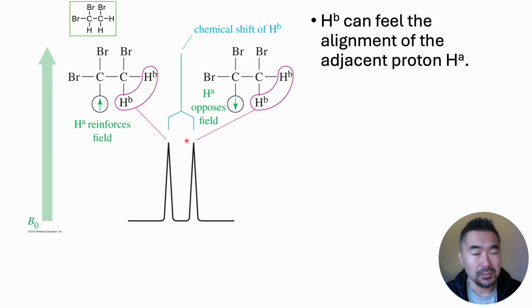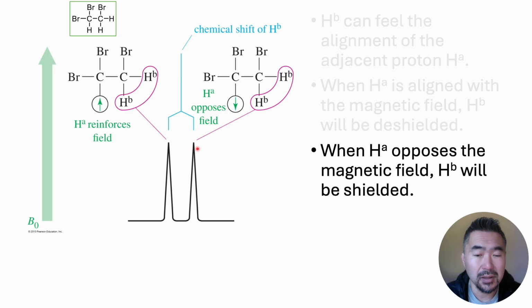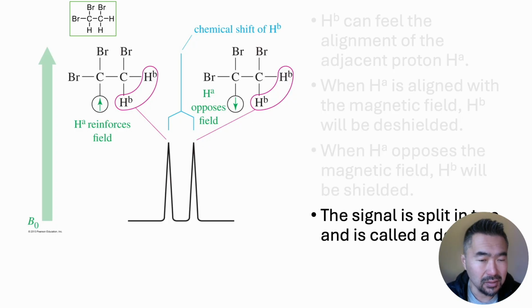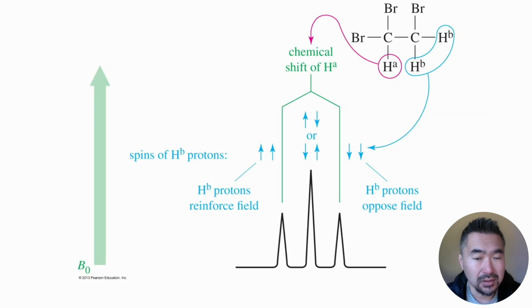Okay, so HB can feel the alignment influence of that adjacent proton HA. That's what we just said, and the neighboring HA proton could be either deshielding or shielding. This is the shielding effect when it's opposing the field, and so that's why it's a doublet. Now, let's take a look at the splitting pattern for HA. So now we're looking at the signal that comes from this proton.